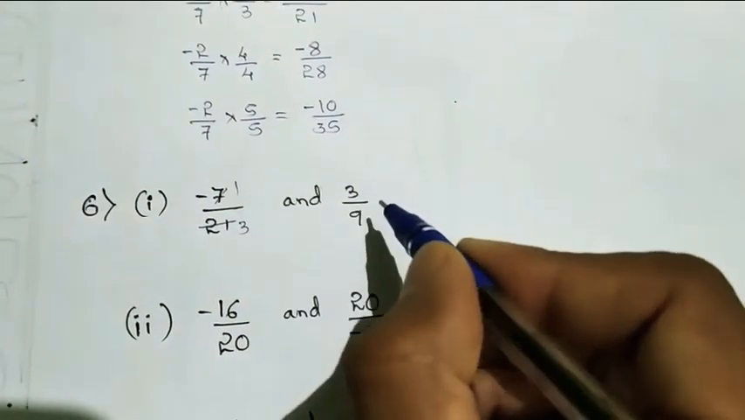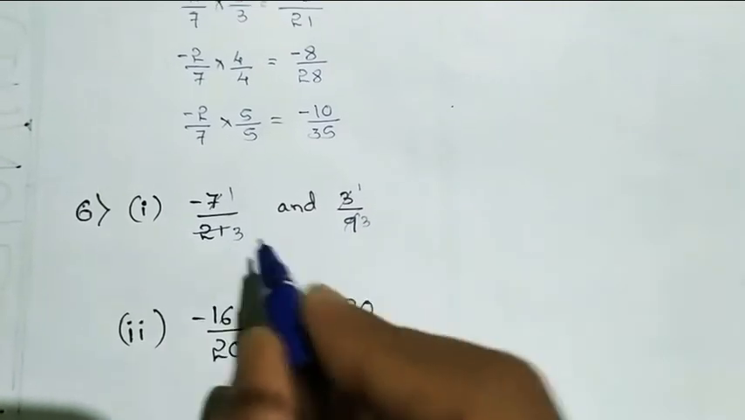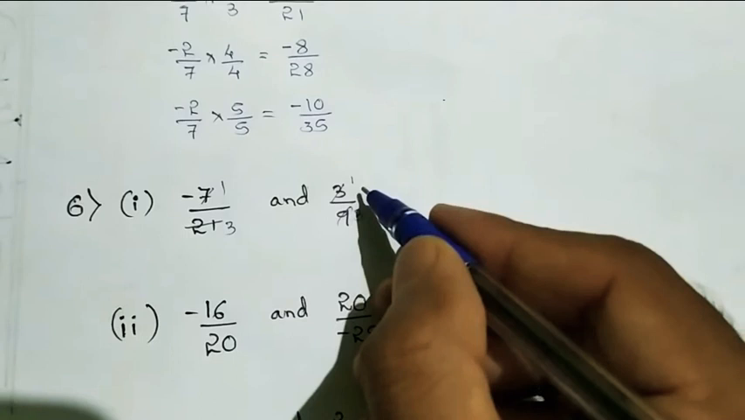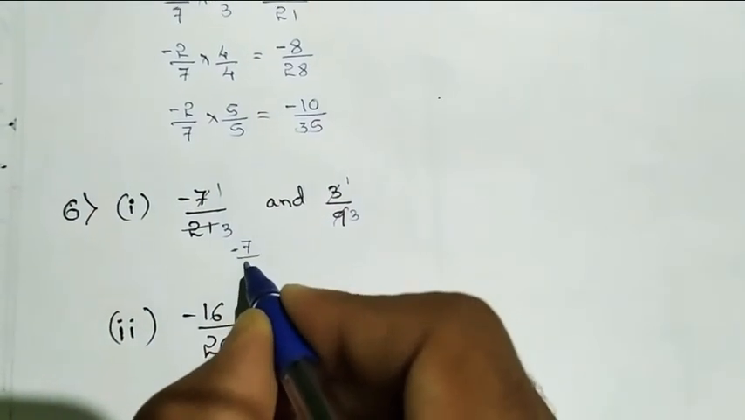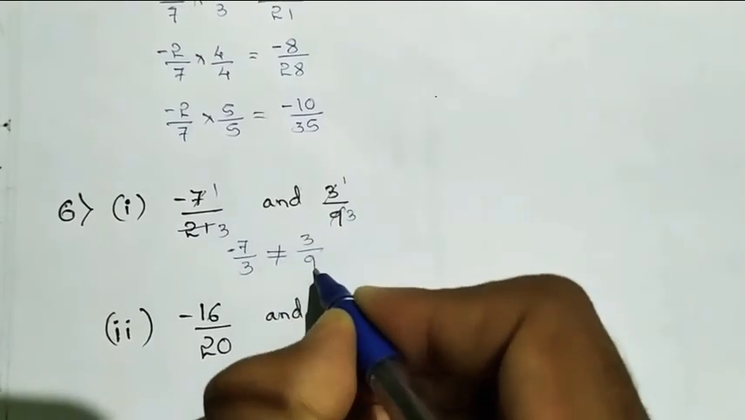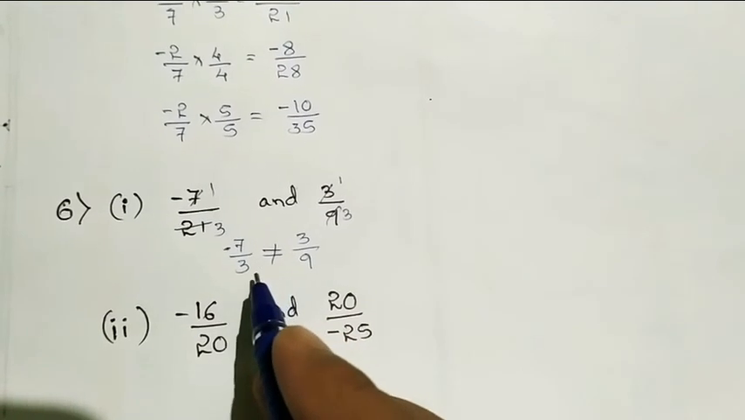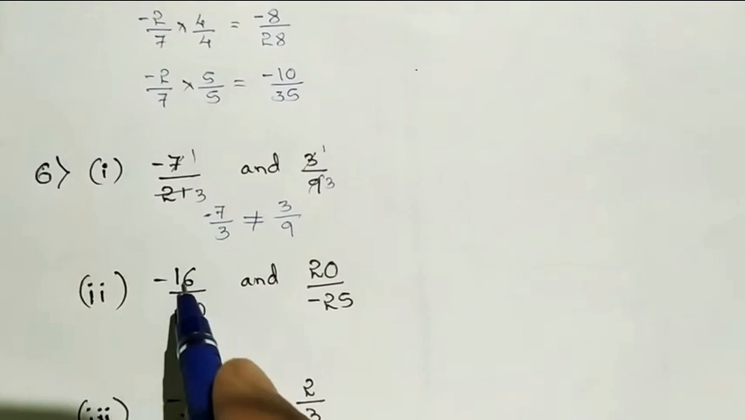And see here 3 by 9. So I will divide it by 3: 3 ones are 3, 3 3s are 9. But here I am getting minus 1 by 3, and here I am getting 1 by 3, which is not equal. So minus 7 by 21 is not equal to 3 by 9. Okay, so like this you have to check which have the same rational numbers. Next one, 16 by 20.